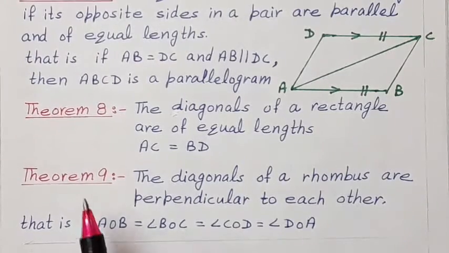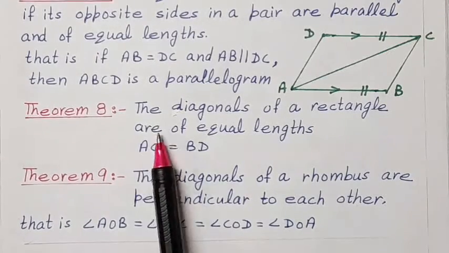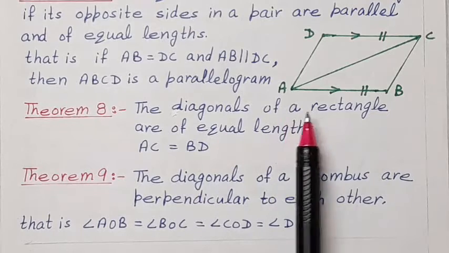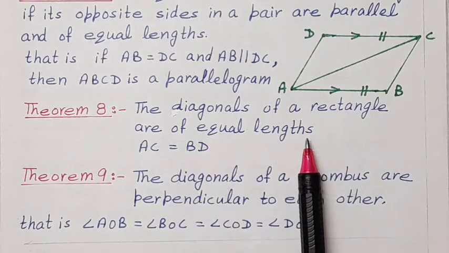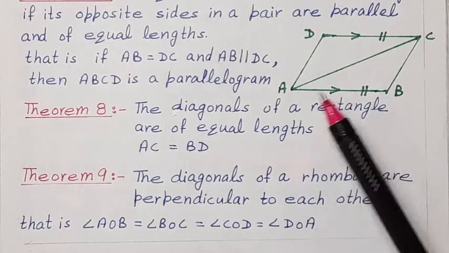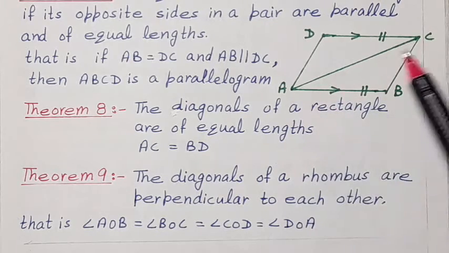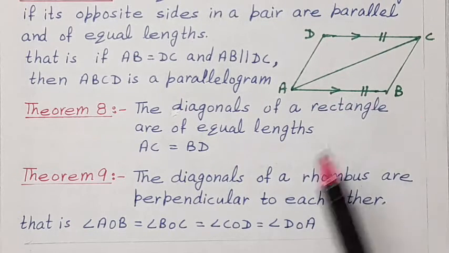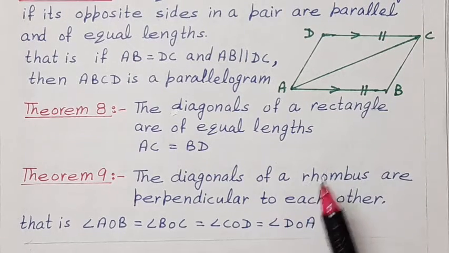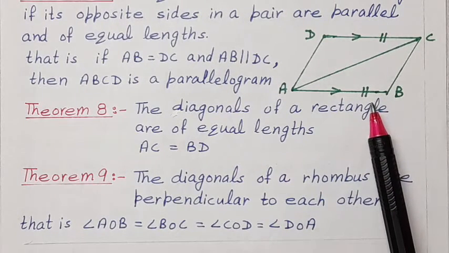Now, theorem number 8 is, the diagonals of a rectangle are of equal lengths. That is, AC is equal to BD. Now students, it is a case of a rectangle, not of a parallelogram. Clear?